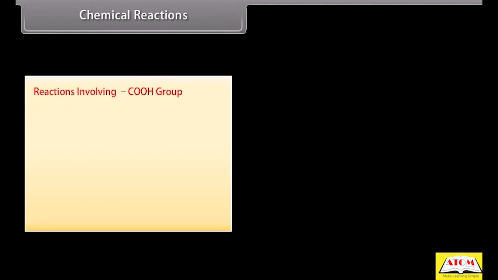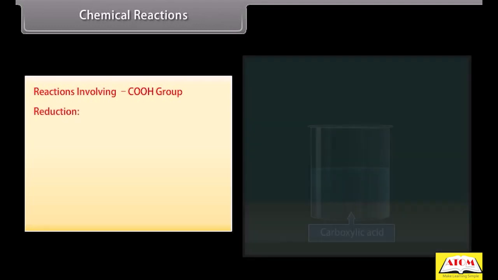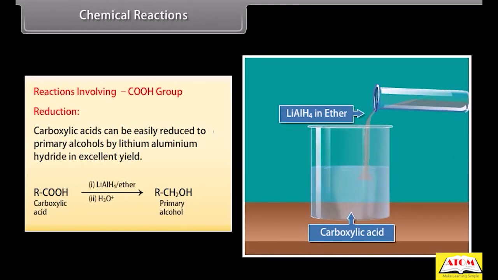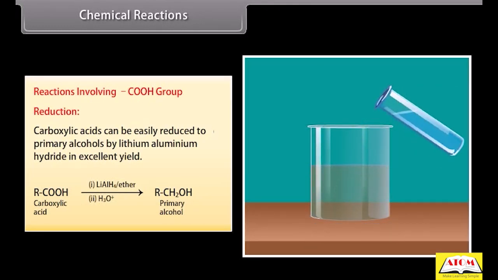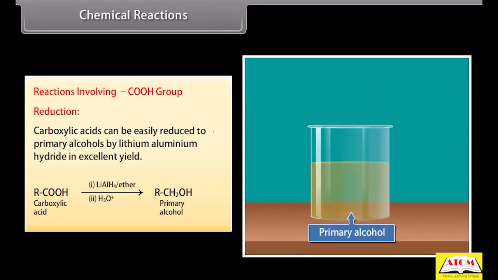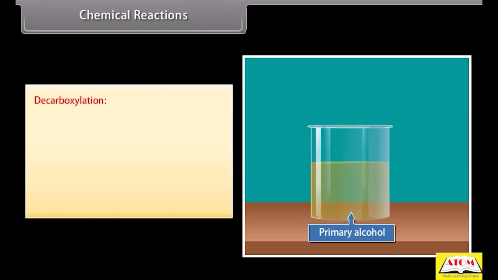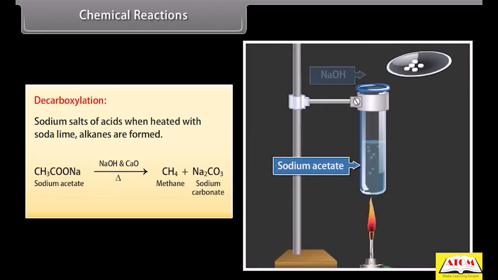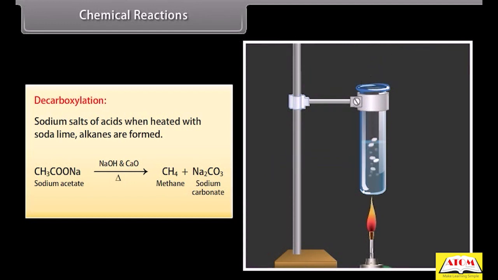Chemical reactions. Reactions involving the carboxylic group. Reduction: carboxylic acids can be easily reduced to primary alcohols by lithium aluminium hydride in excellent yield. Decarboxylation: when sodium salts of acids are heated with soda lime, alkanes are formed. When sodium acetate is heated with sodium hydroxide and calcium oxide, it forms methane and sodium carbonate.